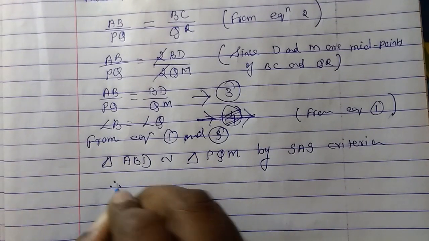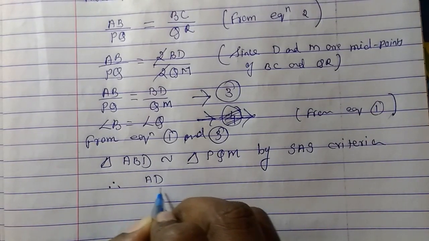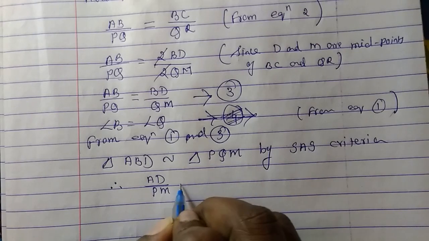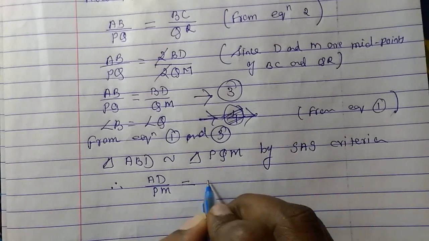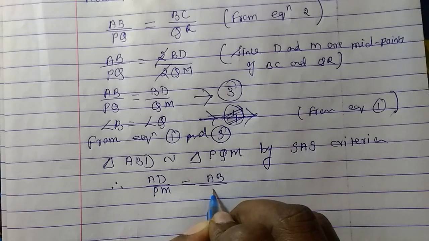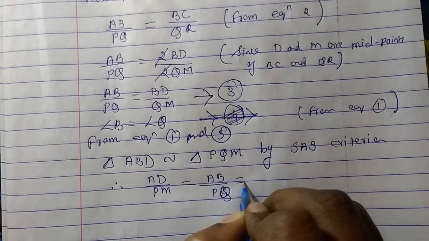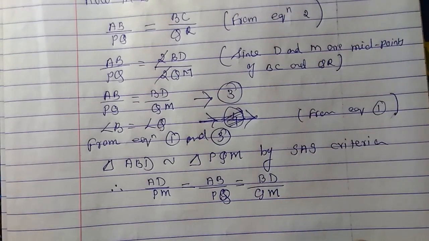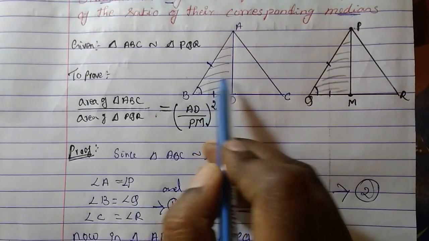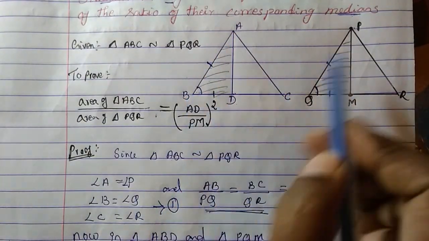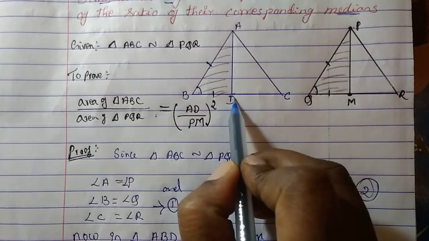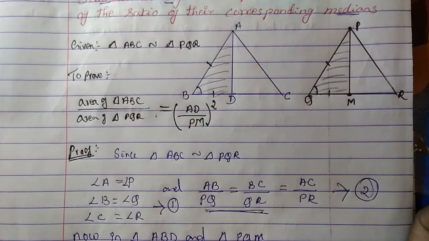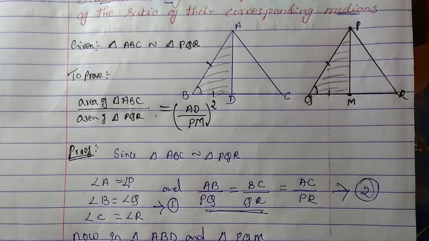So therefore, AD upon PM also will be equal to AB upon PQ and BD upon QM. Okay, are you getting this? Since we said both are similar, then can we say that AB upon PQ will be equal to BD upon QM will be equal to AD upon PM. All three sides will be equal by side angle side criteria.